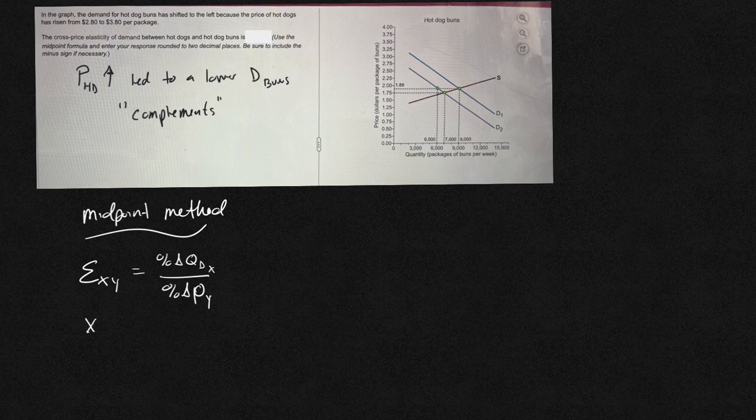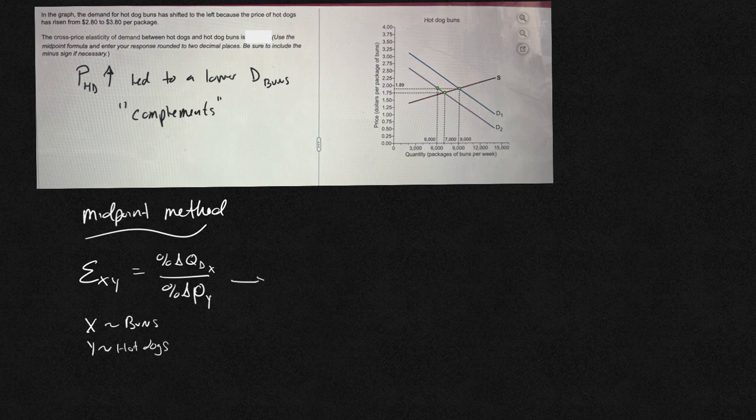In our case, X is going to be the buns, because the hot dog buns over here, this is where we're going to get our quantity changing. And then our Y is going to be the hot dogs, because again, up here, the price of hot dogs has risen. So the hot dogs are going to be changing.